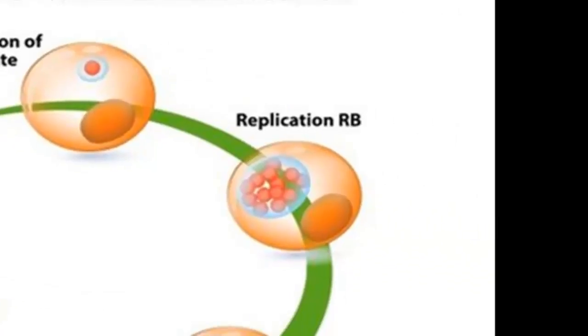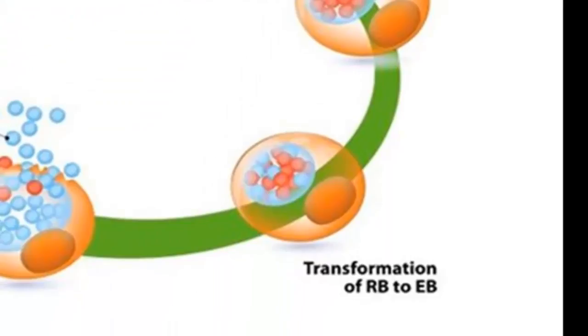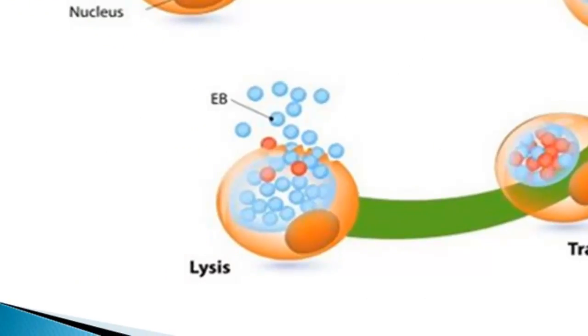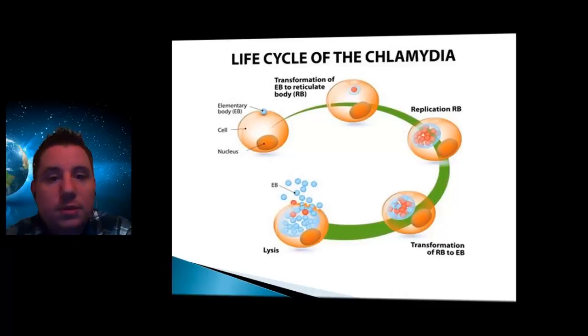It's going to replicate those reticulate bodies within the cell, and then eventually it's going to start transforming those reticulate bodies back down into the elementary bodies. Over time, it will overtake the cell, and then the cell will actually die, or sometimes it can lyse. Apoptosis can take effect if a white blood cell comes along. There's a few different variations on how they make it back out, but the elementary bodies will then make it back out and then continue to infect and cause infection, which then leads to the inflammation, and it leads to all the manifestations of symptoms and things that we're about to look at.